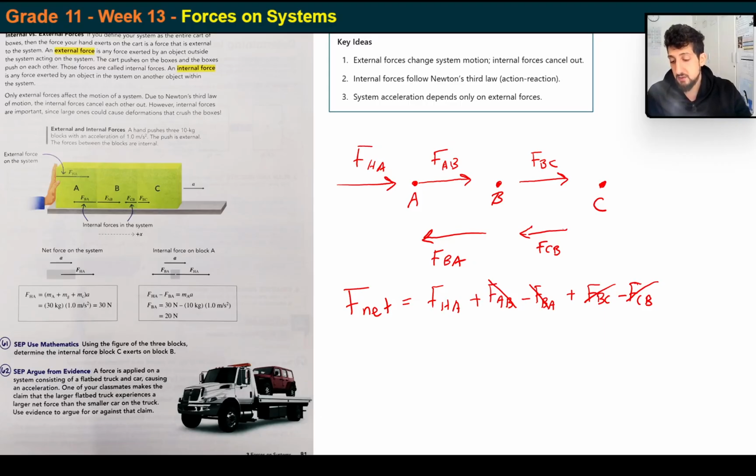Okay, 61. We can actually do 61. Using the figure of the three blocks, determine the internal force block C exerts on B. So we want to know the internal force that block C, which is this guy here, exerts on this guy here, block B. Well, I want you to think about this logically.